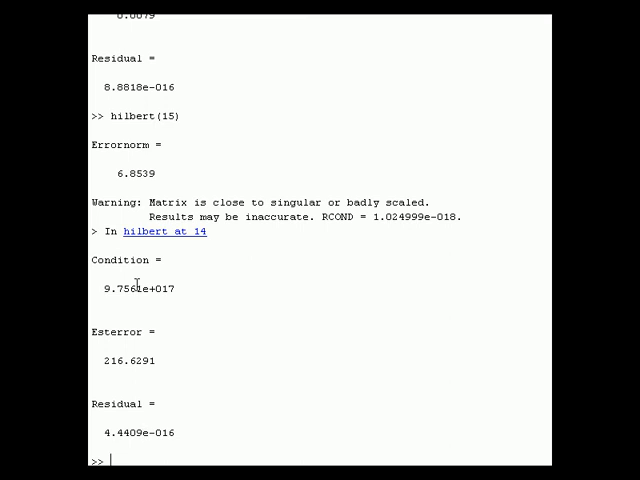How is that possible? The exact solution is 1, 1, 1, 1, and so on, 1. And we're getting things like 7 and minus 6. And there's an error of like 7, much more than 100% error. Total garbage in your solution. And yet you go back and plug that into the equations, Hx minus b, and you get almost exact satisfying it. How can that be?